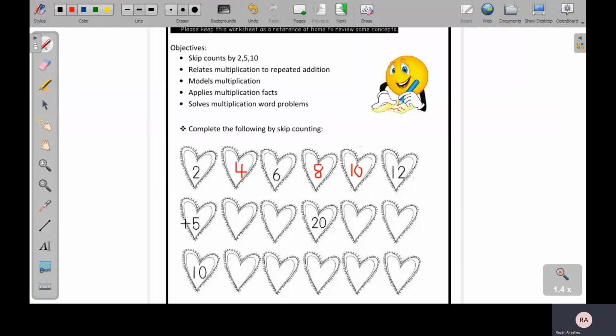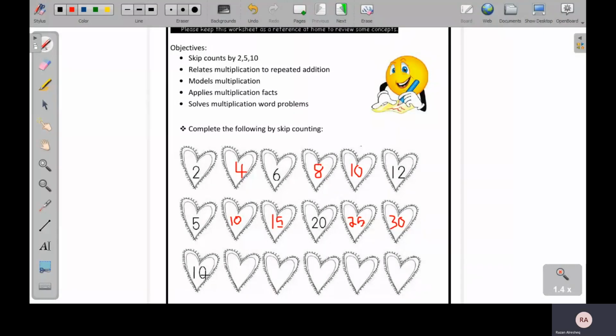Our second line starts with 5. We're going to be skip counting using 5. So if we add 5 to 5, we get 10. So that's 5, 10, and then 15 is when we add another 5. The next one's done for us, and then we add 5 to 20, which gives us 25. Here we add another 5 to 25, and that gives us 30. Okay, so here we finished skip counting by 5.